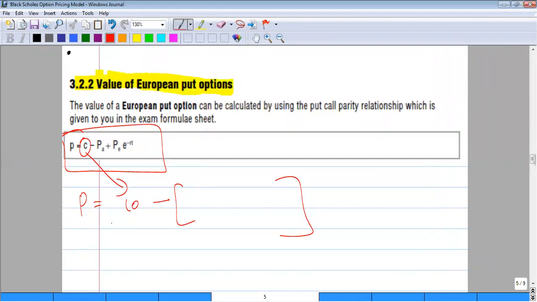Now in our next lecture, we are going to apply this Black-Scholes option pricing model to the valuation of real life options.